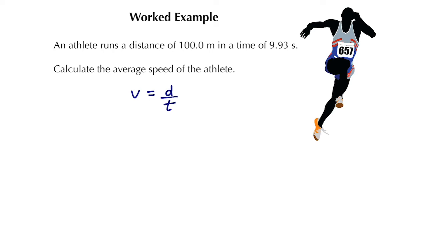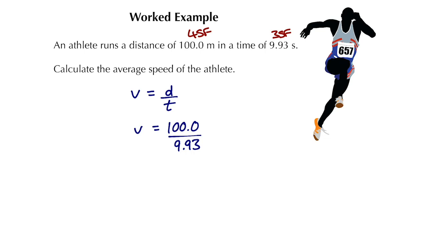And we substitute into this equation, v is equal to 100 meters divided by the time, 9.93 seconds. Now, if we look at the significant figures, we can see there are 4 significant figures in distance here and 3 significant figures in time. And when we have a problem with a multiplication or division, we must give our final answer to the least number of significant figures in the question. So that would be 3 significant figures that we answer to.